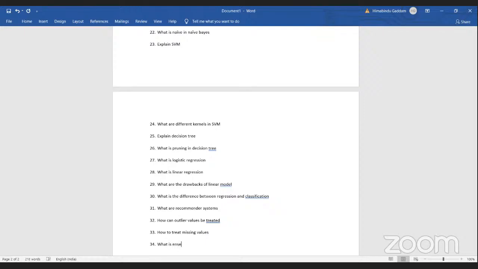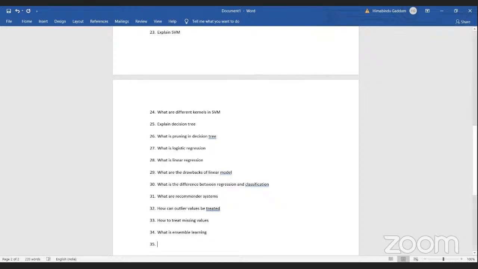What is ensemble learning? Ensemble learning is basically combining a diverse set of learners together to improve the stability and predictive power of the model.